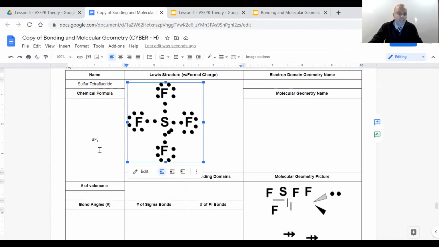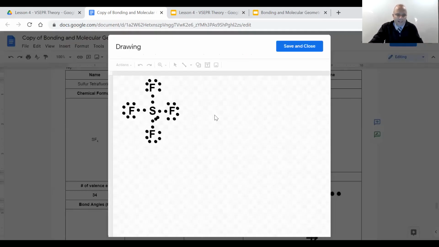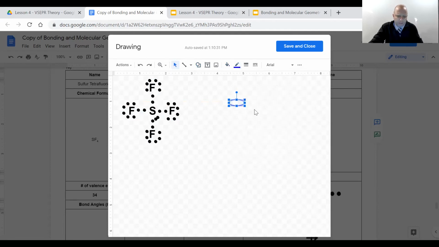So let's take a look here. We have 7 times 4, that's 28, plus 6 more, that's 34 electrons total. In terms of electron domains, we're going to have 5 electron domains here. So I'm going to make this blue to start off with. So we have 1 bonding domain here. We have 1 bonding domain here.